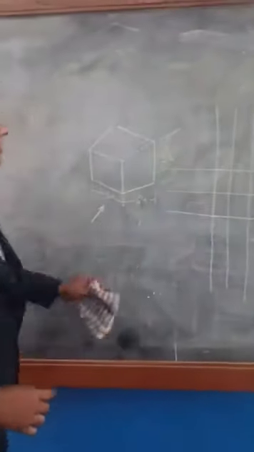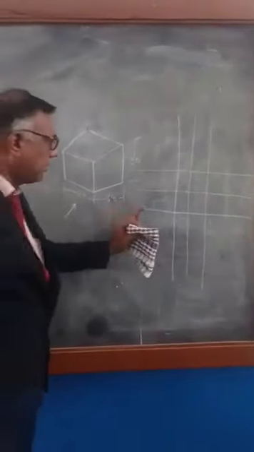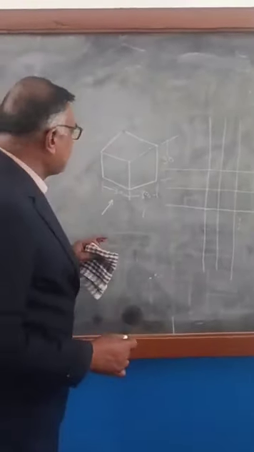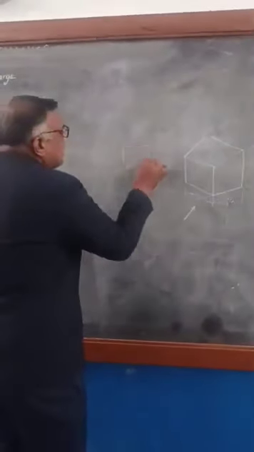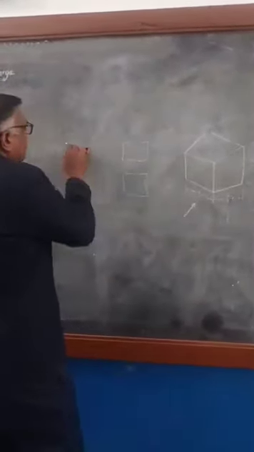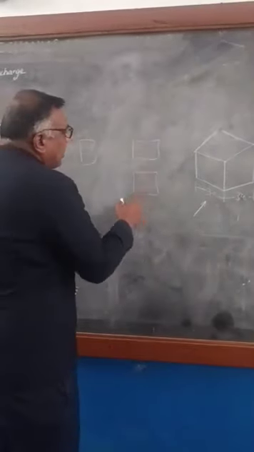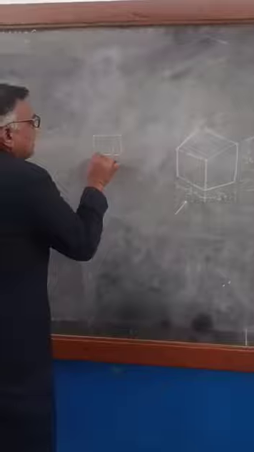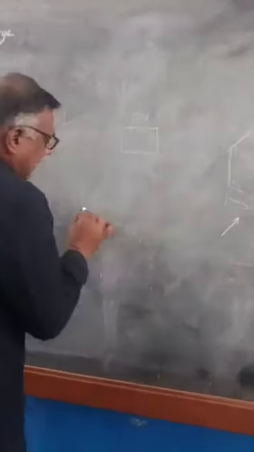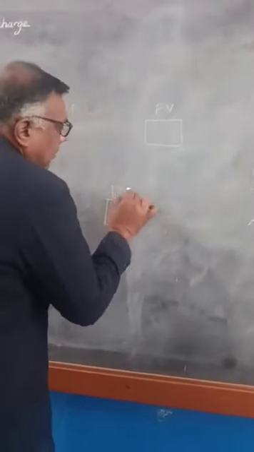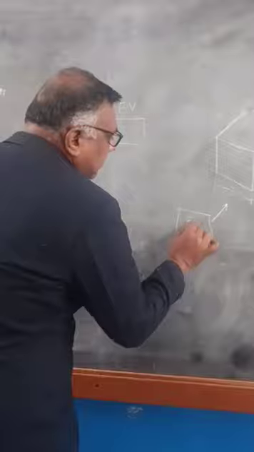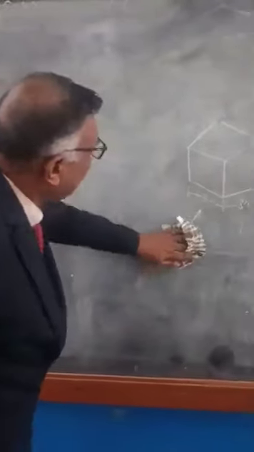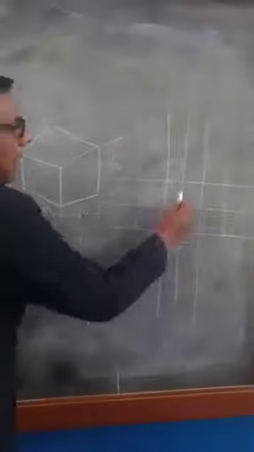Why do you have to draw this diagram? Generally, in freehand sketching, engineering college students have to draw the front view, top view and side view. But students make a mistake: they draw the front view here, the top view here and the side view here. It is not correct. To avoid this mistake, we are making these lines.